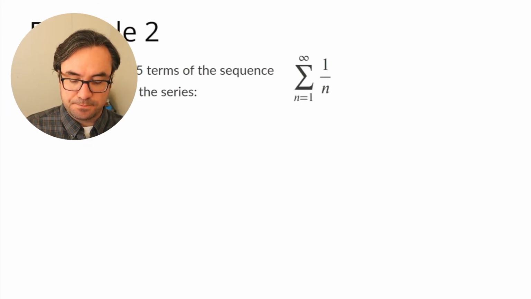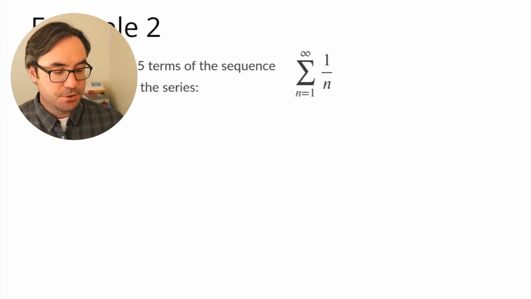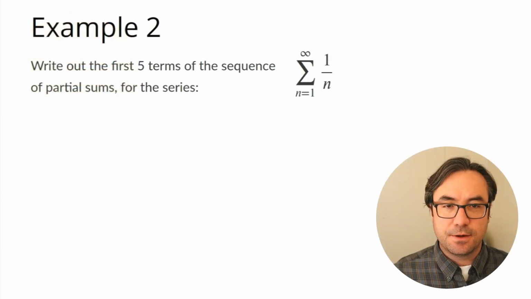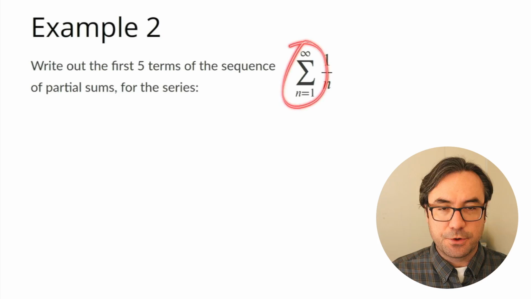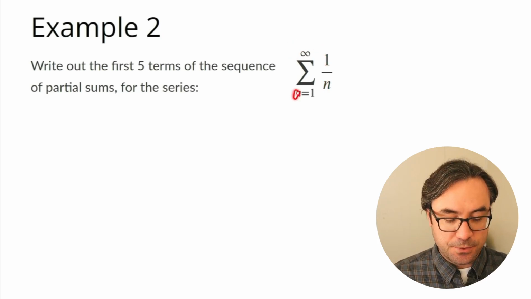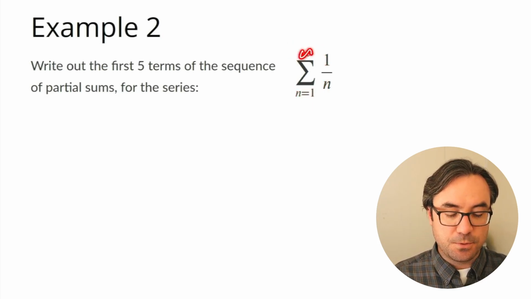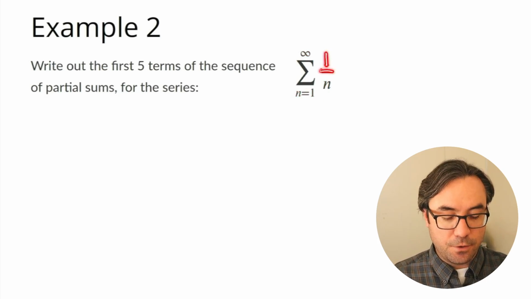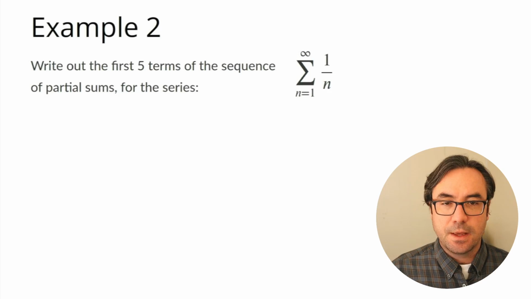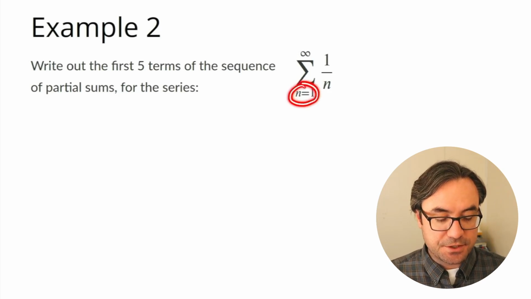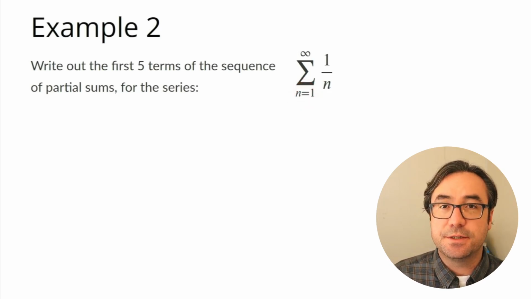Let's try one more. So we've got the series. Now we're using sigma notation here. So we're looking at the sum from n equals 1 to infinity of 1 over n. So when we look at this, the starting index value here is n equals 1.